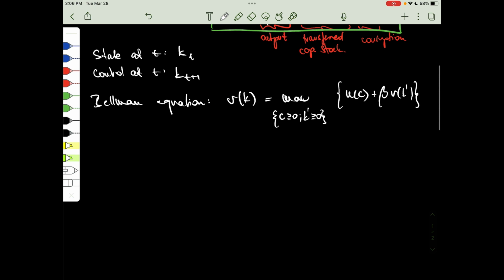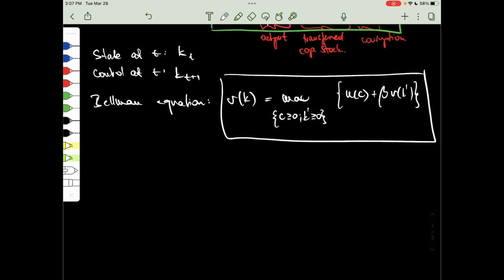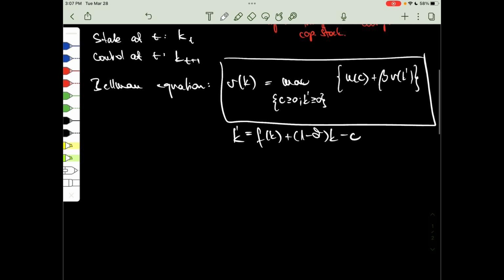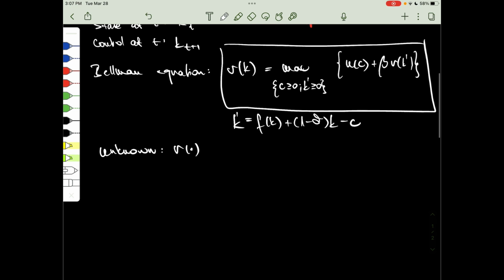So we have the Bellman equation. This is the Bellman equation. And we have the transition equation. We can skip the time scripts. So instead of k t plus 1 or ct, we can have this version of the transition equation. The unknown in this problem is the value function itself. So let's have a look at the feasibility constraint, or the set of the feasible choices.